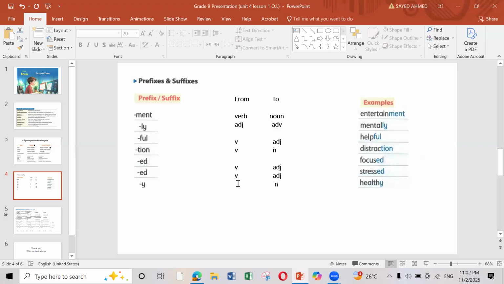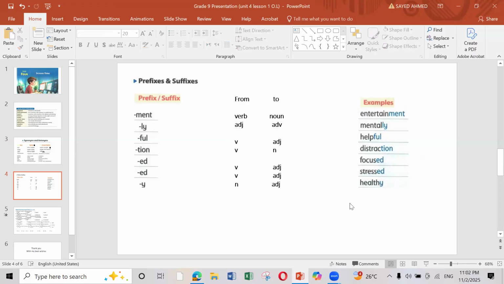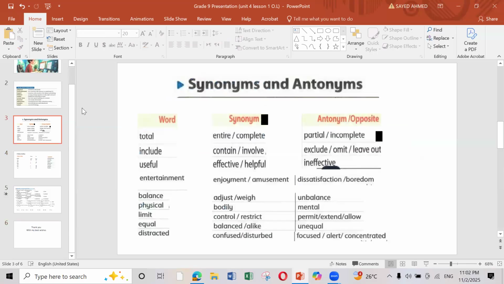And then we can add y to a word to change it from a noun into an adjective. Like health, it will be healthy. Okay? We have the word health. Sorry, I didn't write it, to be adjective, in front of you. Okay? From health to healthy. From noun to adjective.